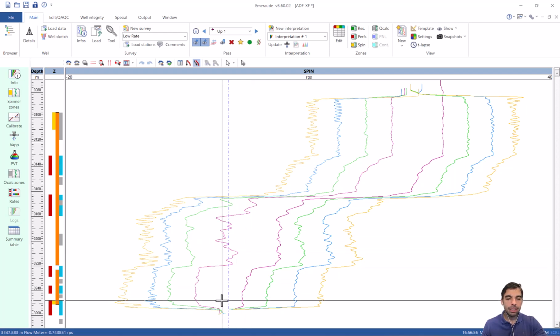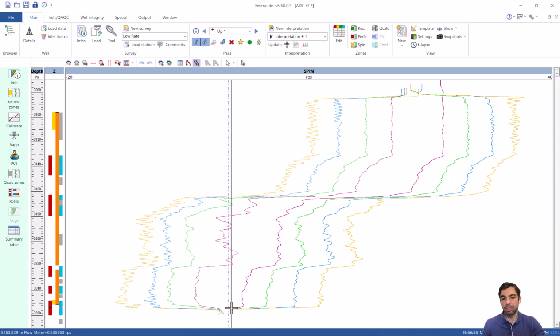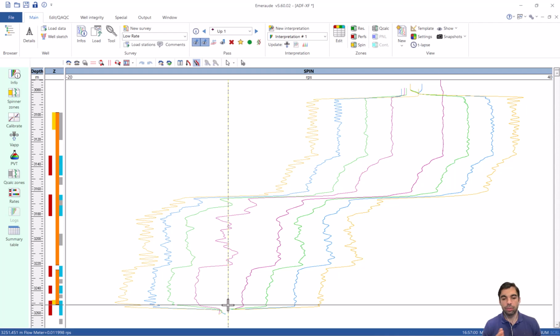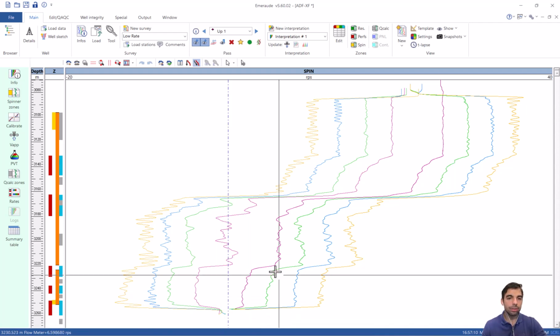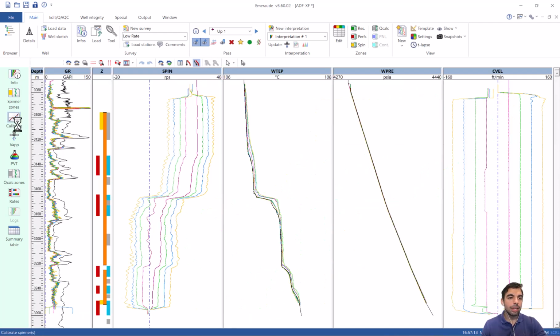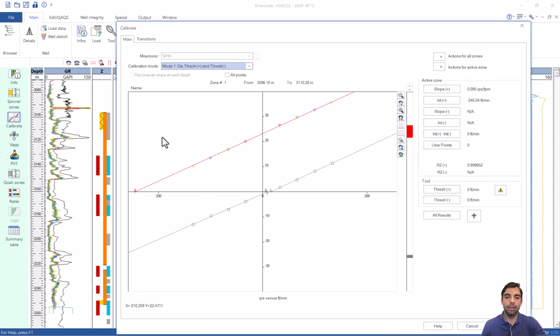this track, we will see that the up and down passes are not symmetrical, okay, but they are all shifted to the left to more negative RPS. As the cable speeds are symmetrical, this is a clear indication of downwards flow. Let's have a look at the calibration cross plot now, where we can see that the deepest inflow zone has both intersects on the positive cable speed side. Again, this indicates negative flow.